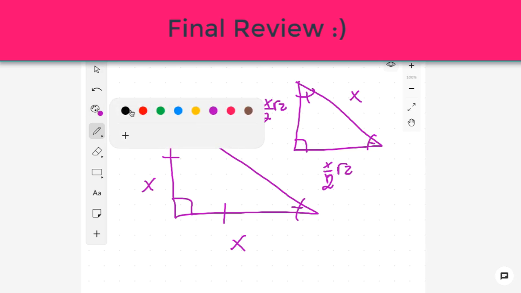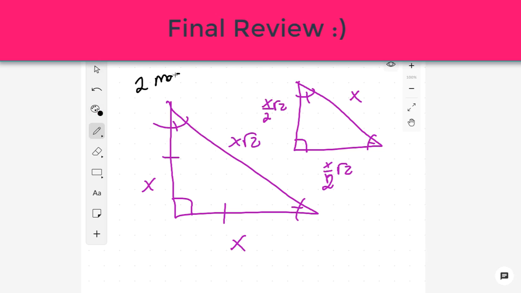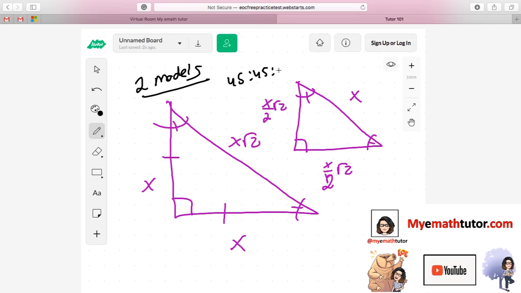So these are basically the two models that you should know for the test in order to do the 45, 45, 90 triangle. I hope this helped you.